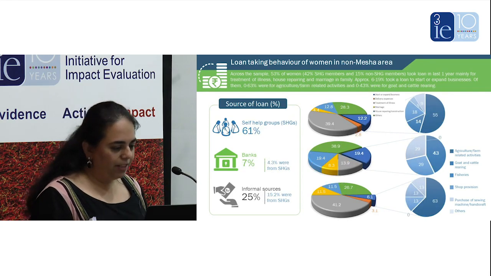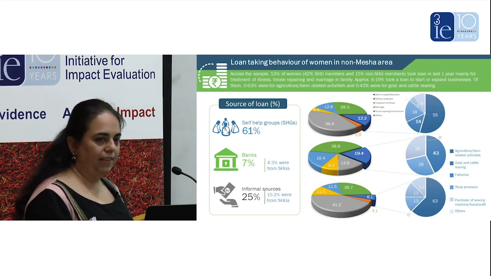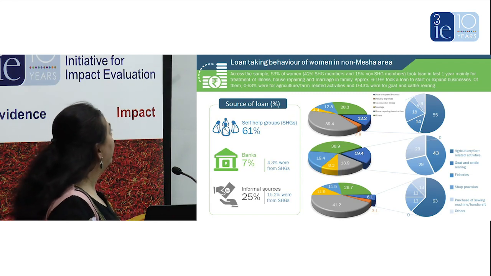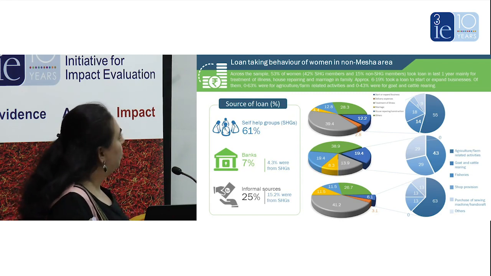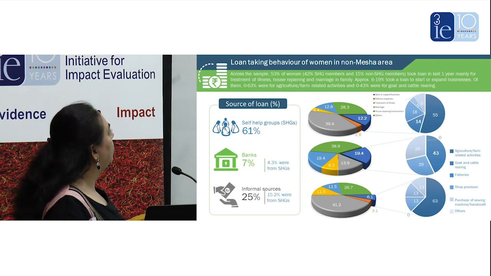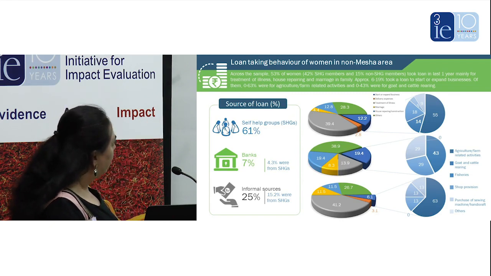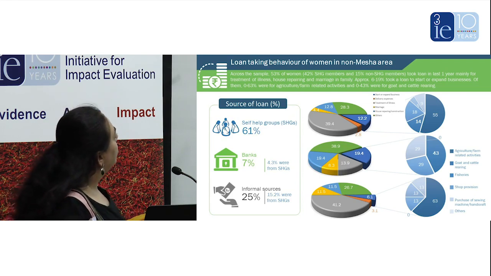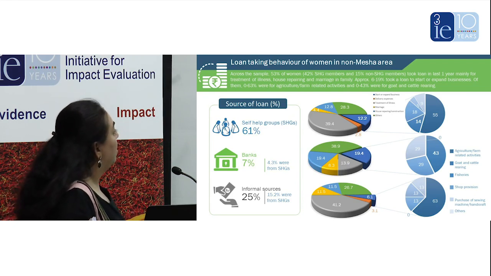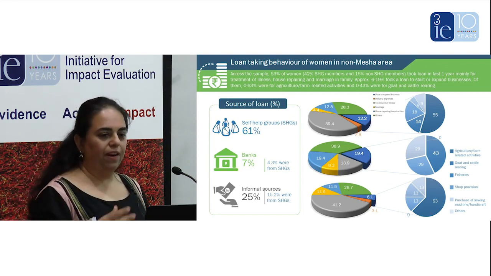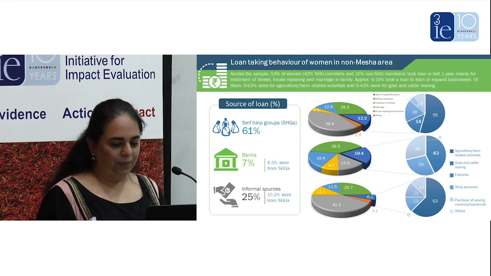When we look at the non-Mesha areas, we actually see relatively similar patterns. Source of loaning, 53% of women, slightly less, have taken a loan. And again, most of it is through self-help groups. The proportion taking out loans for businesses is less, 6 to 19%. And for the reasons why they take out loans, again, 0 to 43% for goat and cattle rearing. So a huge variation in this sample.